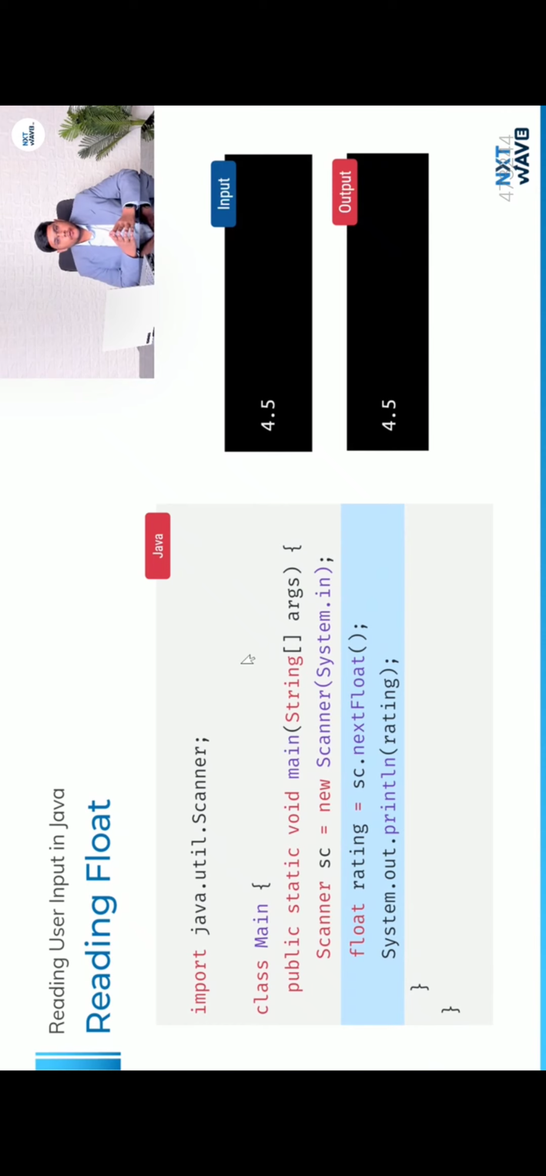Similarly, we can do it for float values as well. So we are giving a decimal value 4.5, and we are saying sc.nextFloat(), that means we want to scan or read the input as float. And because we are reading a float value and we want to store it in a variable rating, we need to declare the type of the variable rating as float. And similarly, whenever we are printing the value in the variable rating, it gets printed out. You can try this out in the code playground.